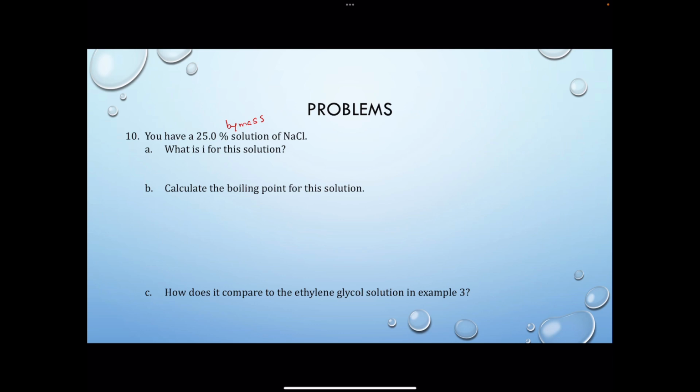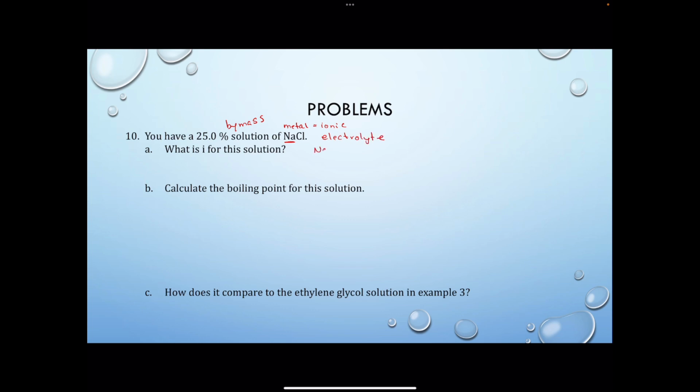And the first thing we're asked is the i value for this solution. So remember, our i value, that's our Van't Hoff factor. It depends on if we have an electrolyte or a non-electrolyte. In sodium chloride, I've got that sodium there, that's a metal. That tells me right away that that's an ionic compound. And if I have an ionic compound, this is an electrolyte.